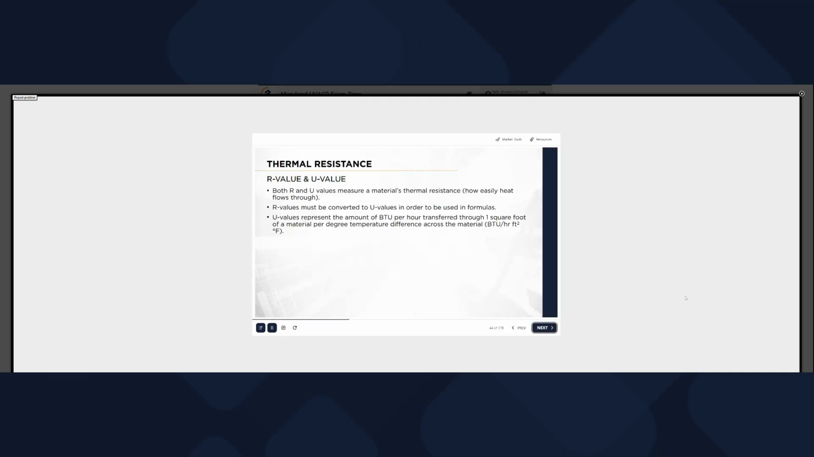Thermal resistance. R value and U value. Both R and U values measure a material's thermal resistance. Thermal resistance is how easily heat flows through a material. R values must be converted to U values in order to be used in formulas. U values represent the amount of BTU per hour transferred through 1 square foot of material per degree temperature difference across the material. BTU, or British Thermal Unit, will be covered next.